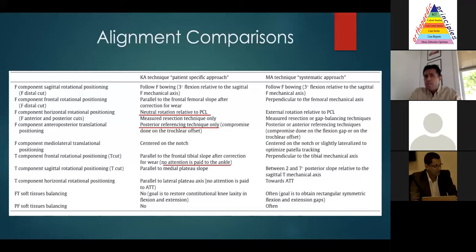The sagittal rotation of the tibia in the kinematically aligned knee is parallel to the medial plateau slope. So you're really focusing on that medial plateau. The horizontal rotation of the tibial component in a kinematically aligned knee is parallel to the lateral plateau axis. So there, you're focusing on the native anatomy of the tibia when you're placing your tibial component. And there is no soft tissue balancing in between the femur and the tibia in a kinematically aligned knee. Whereas in a mechanically aligned knee, as Insall professed, this is a bony and a soft tissue procedure. So you have to make precise bone cuts, but you also have to perform precise soft tissue releases.